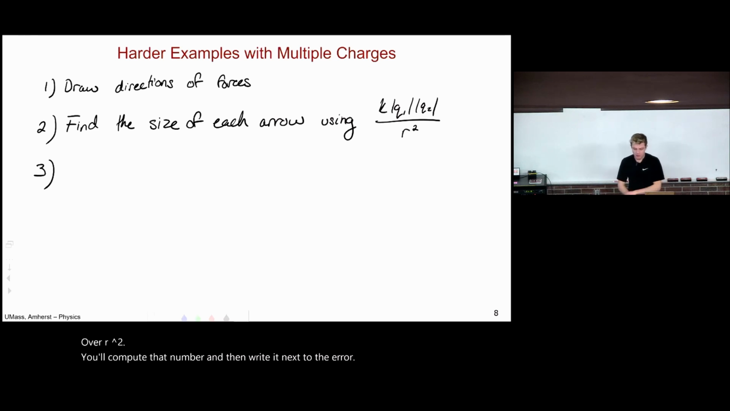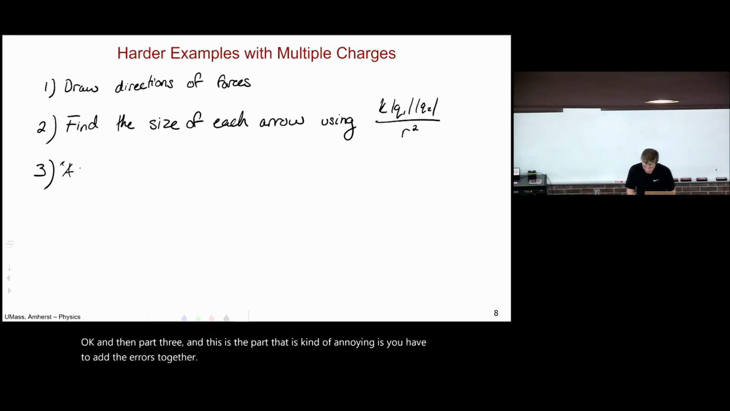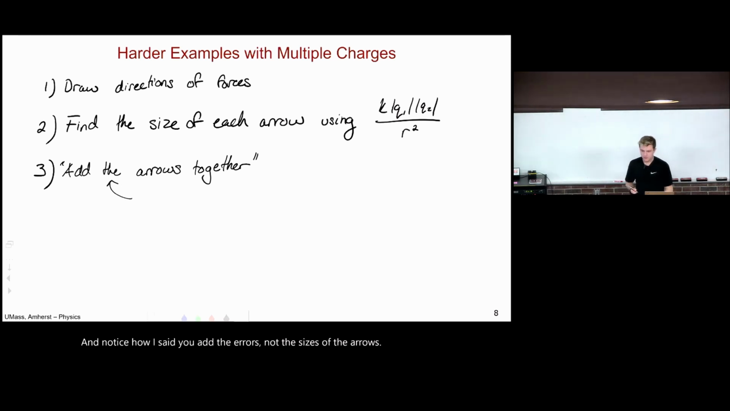And then part 3, and this is the part that is kind of annoying, is you have to add the arrows together. Notice how I said you add the arrows, not the sizes of the arrows. And since you're adding the arrows, just like in the last example, if they point in opposite directions, you will have to subtract.